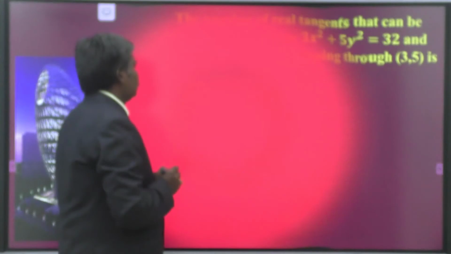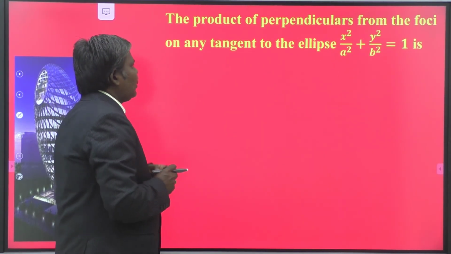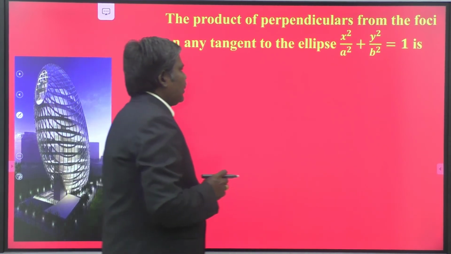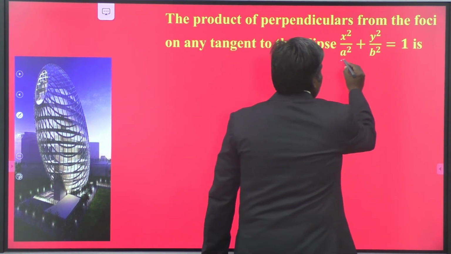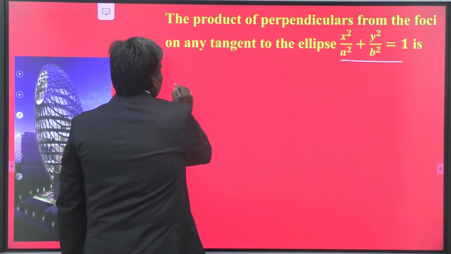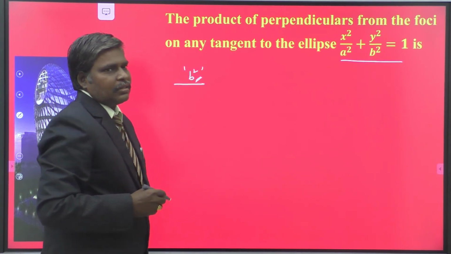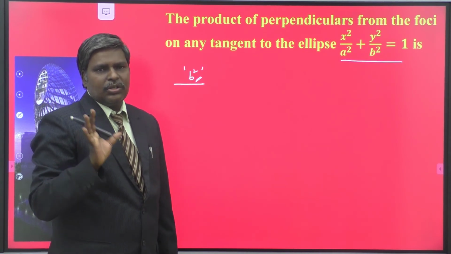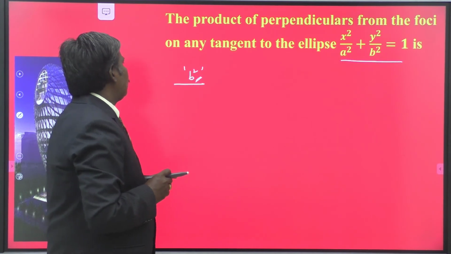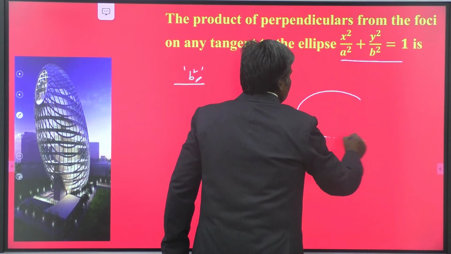Next one. The product of perpendiculars from the foci on any tangent to the ellipse x square by a square plus y square by b square equal to 1 is what? That is always constant, equal to b square, I am saying: the length of the semi-minor axis whole square. We can easily do this one with a shortcut also.